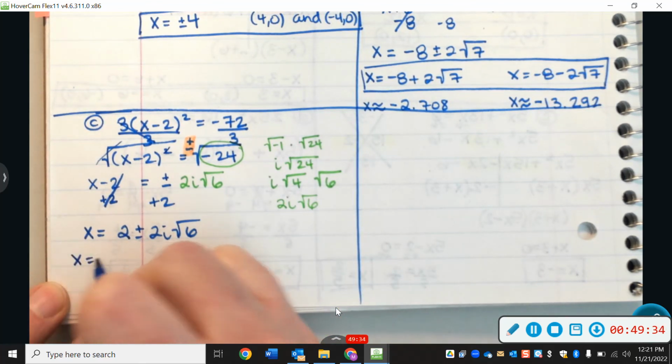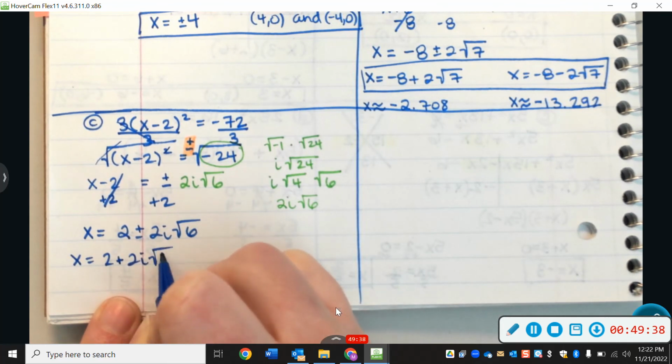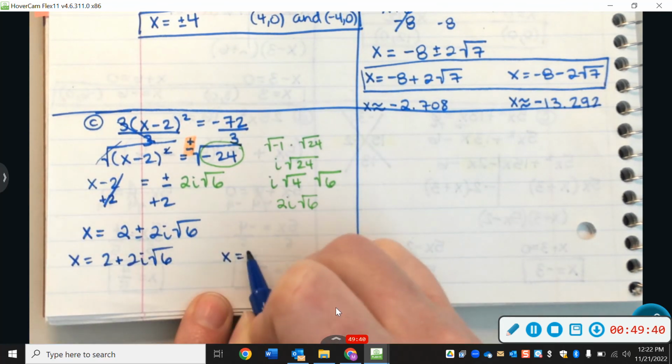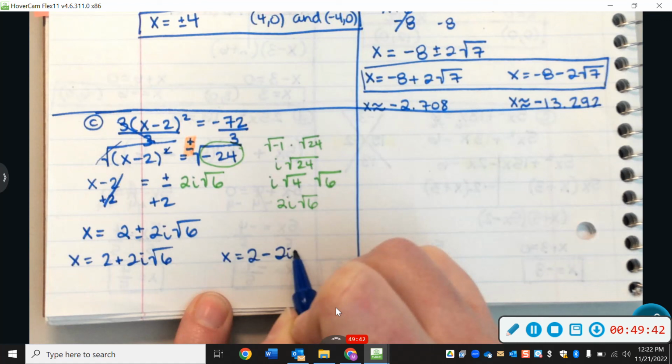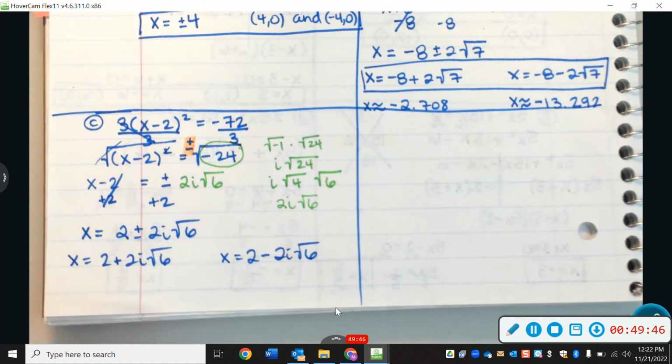If it helps, you can write it as 2 separate ones. You could say 2 plus 2i root 6, and you could say 2 minus 2i root 6. But that means the same thing as this. It means plus and minus 2i root 6.